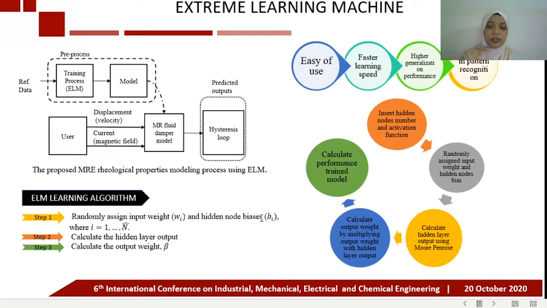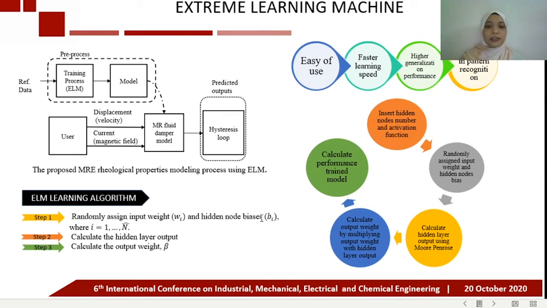Generally, ELM has three main steps, as stated in the slide, that make this learning algorithm different from the conventional one. The training process for ELM starts by inserting or declaring the hidden nodes and activation function. Then the algorithm will randomly assign the input weight and hidden node bias.